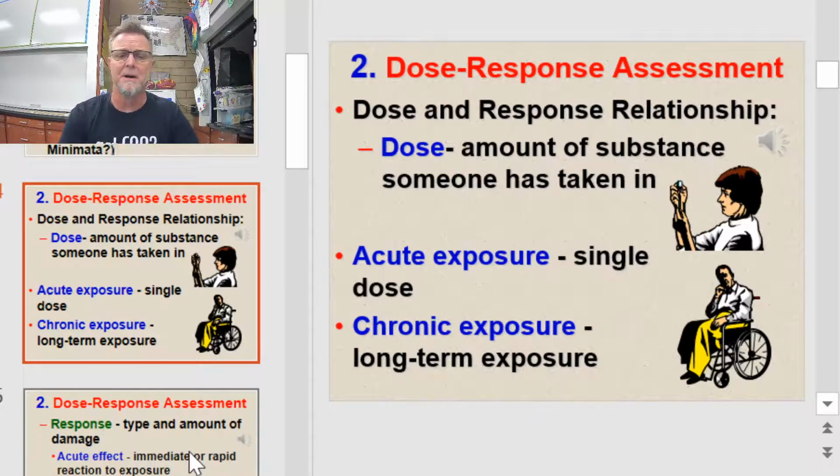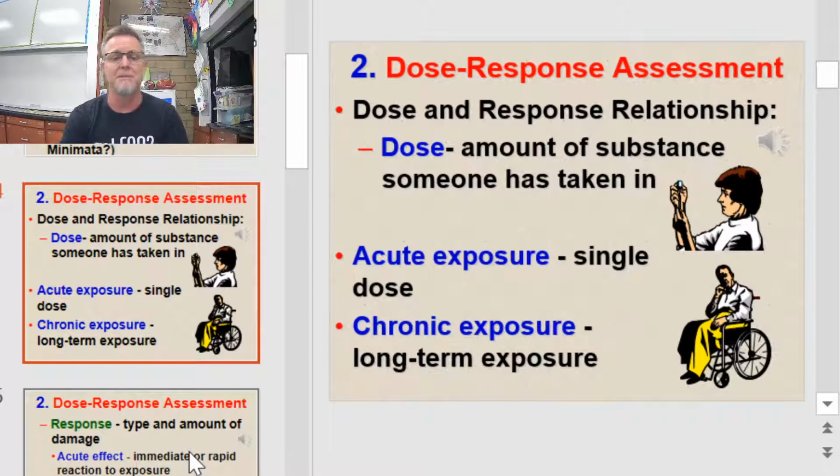A dose response relationship has to be determined between whatever we're exposed to and us, and how much of it do we need to be exposed to before we're going to get sick, and how sick are we going to get when we get exposed to whatever level we're exposed to. So the dose response relationship really is about how much of a substance do we need to get exposed to before we actually get sick, and what level of sickness will we get from that exposure.